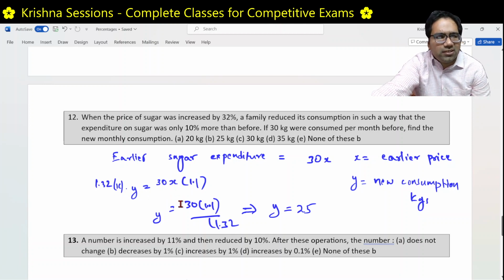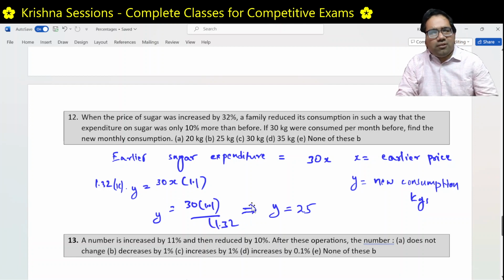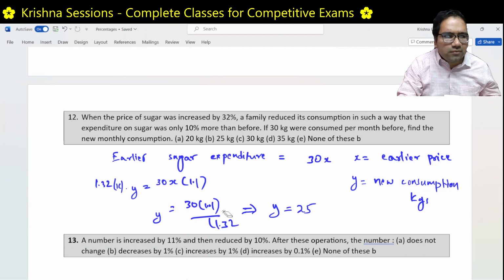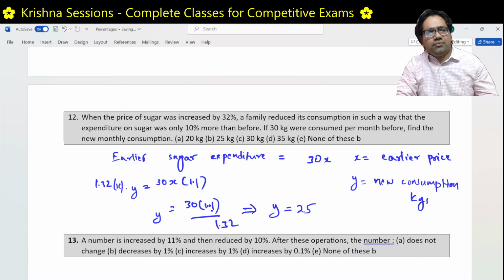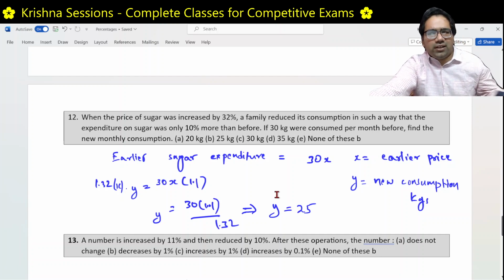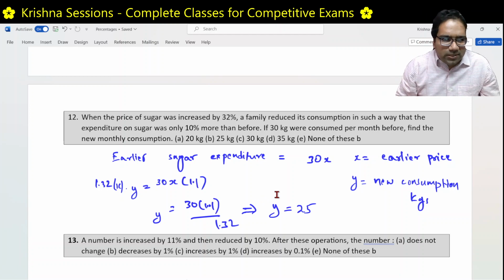x and x will get cancelled. y is equal to 30 into 1.1 by 1.32, which means y is equal to 25. What is y? New consumption. Earlier they were consuming 30 kilos. Now they have reduced it to 25 kilos. Still, their expenses have increased by 10%.